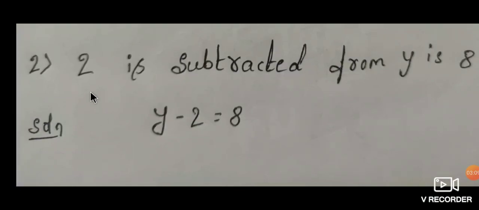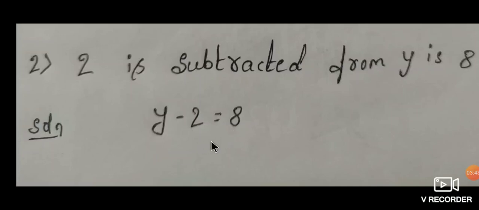It's very important, students. 2 is subtracted from y is 8. Dear students, this from concept is very important. This sum concept is very important. So 2 is subtracted from y, from y. So we subtract from y, that is y minus 2 is equal to 8. If you take y is equal to 10, then 10 minus 2 is equal to 8.